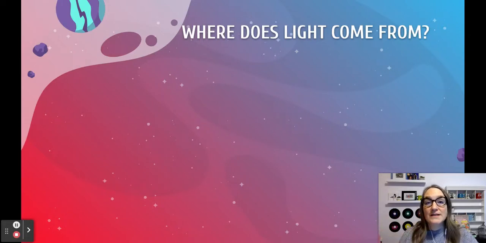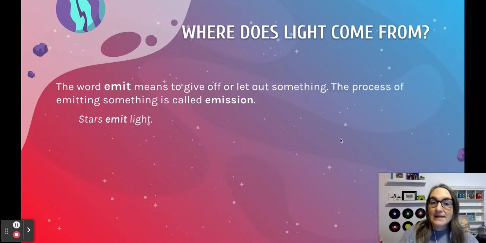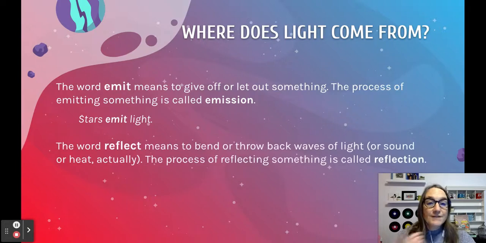There are two different ways that light is passed along. It can be created by a light source, we call that emitted, or bounced around, reflected by other things. Now, heads up, you're about to learn two really important vocabulary words, so pay close attention to this part. The word emit means to give off or let something out. The process of emitting something is called emission. Stars emit light. The word reflect means to bend or throw back or bounce back waves of light.